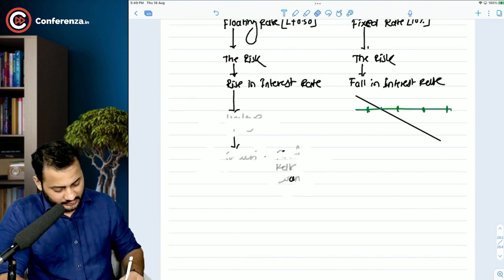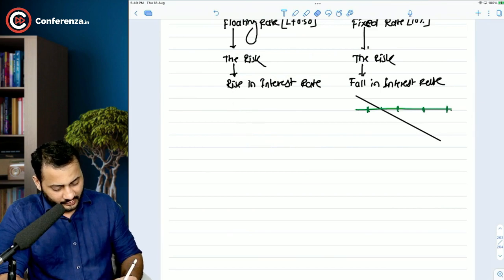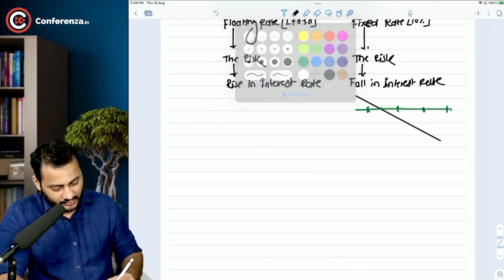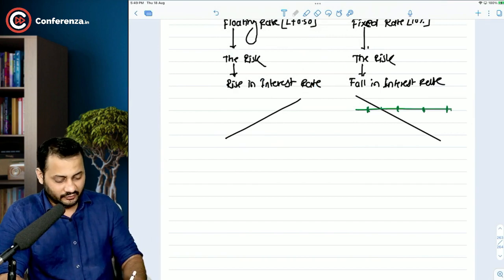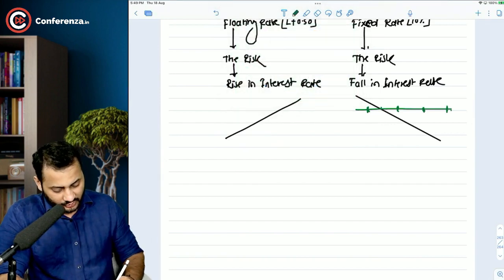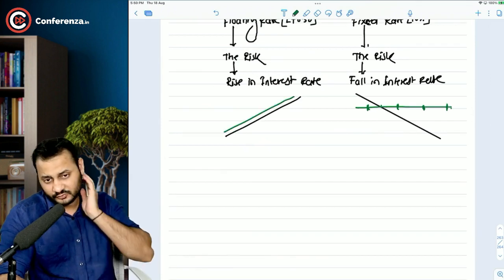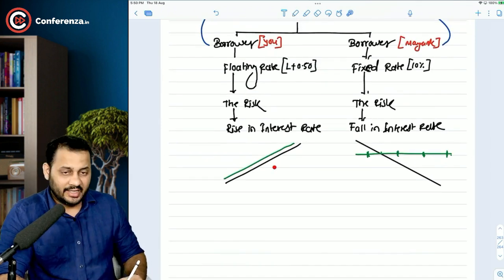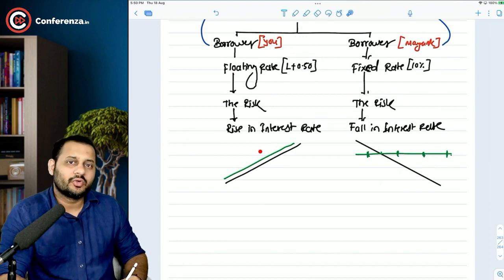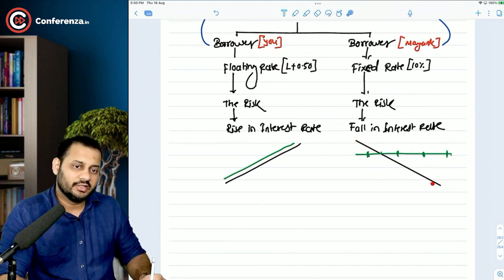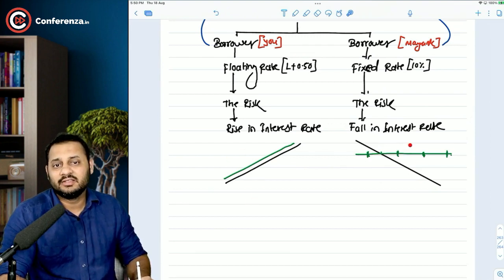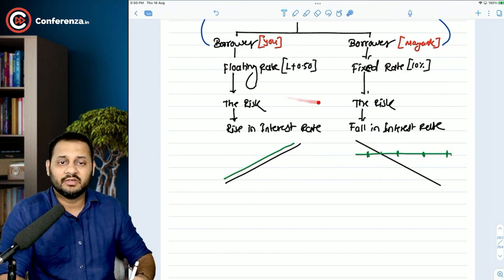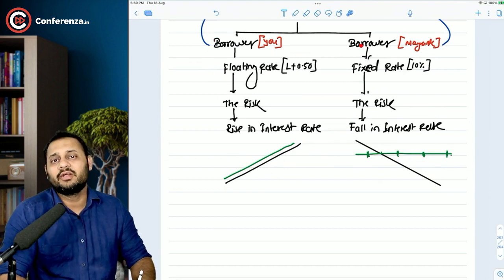Let me just draw the same for this guy also, that means you. In this case, we were expecting that the interest rates will go up, and since we have a floating rate, our payment will also be like this. Do you understand what is happening? With the rise in the interest rate, my cash outflow is also rising. But in this case, with the fall in the interest rate, my cash flow is still fixed. So both the parties are at risk. Understand this situation. When the interest rates are rising, the floating rate borrower is at risk. When the interest rates are falling, the fixed rate borrower is at risk.